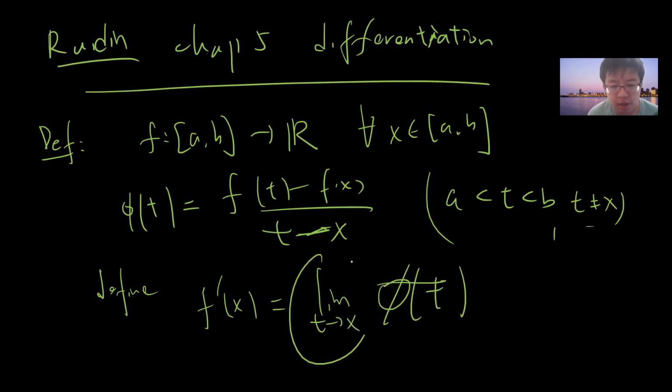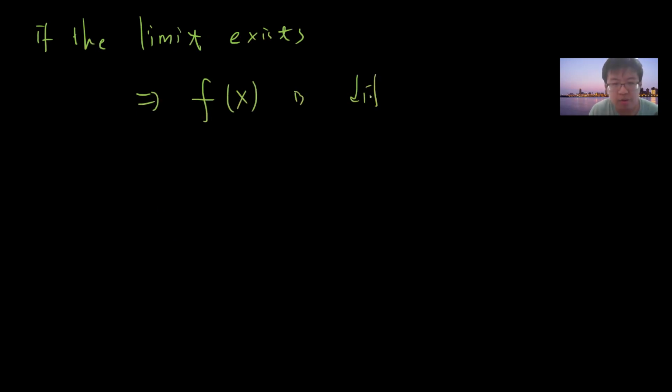Since in the continuity part we know what a limit is, this is well defined. If the limit exists, then we just say that f is differentiable at x.